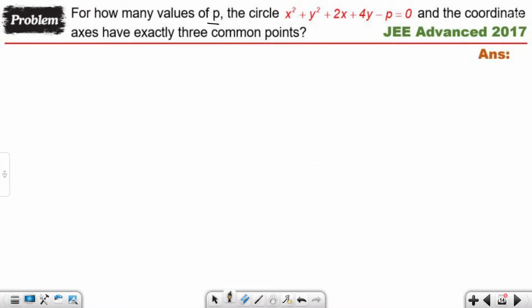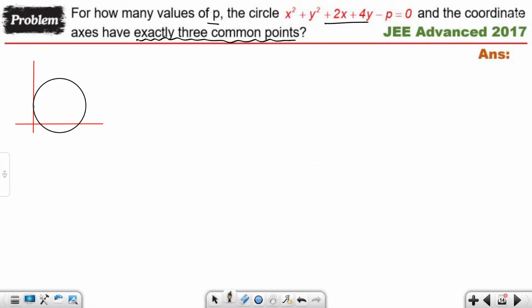So for how many values of p does the circle and the coordinate axes have exactly 3 common points? Exactly 3 common points. Now, what are the ways? Let me try to draw the figures first. The first option can be this: the circle is intersecting the x-axis but touching the y-axis. One option can be this.